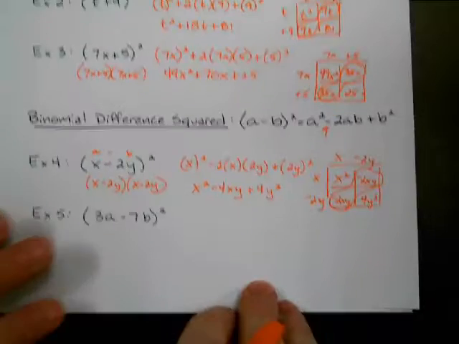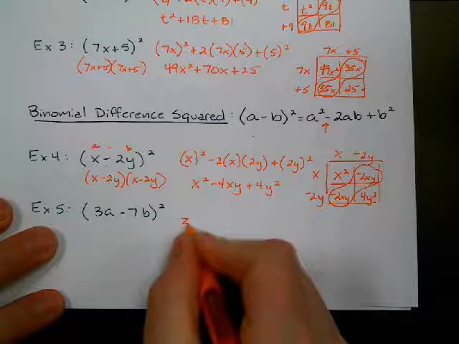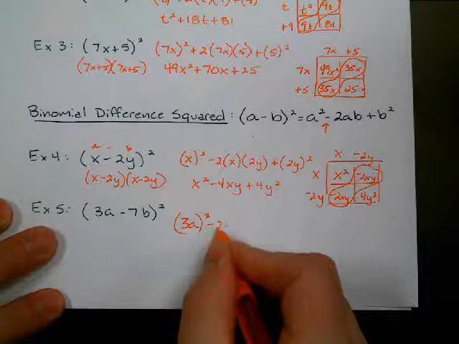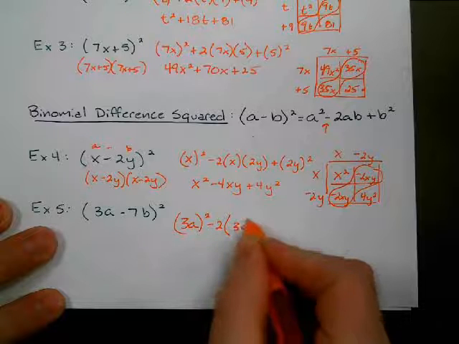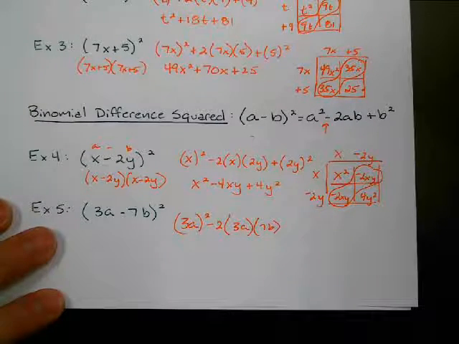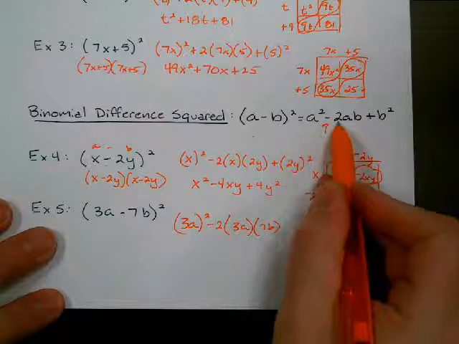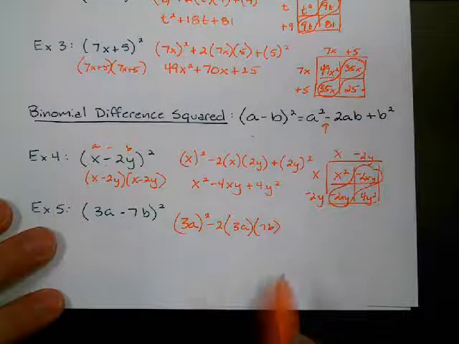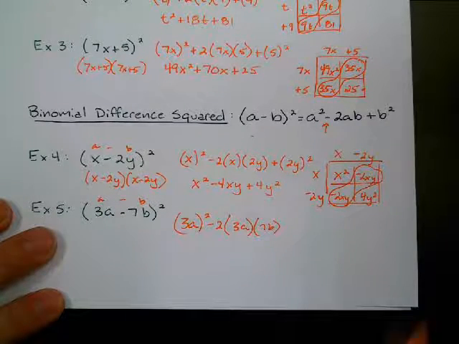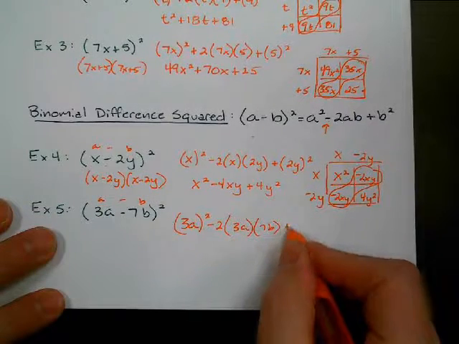Next one, so I would take 3a and square it, and then I'm going to multiply 3a and 7b times negative 2, because the pattern says negative 2 times a times b. Remember, this is a and this is b. Okay, and then the last part of the pattern is to square that 7b.